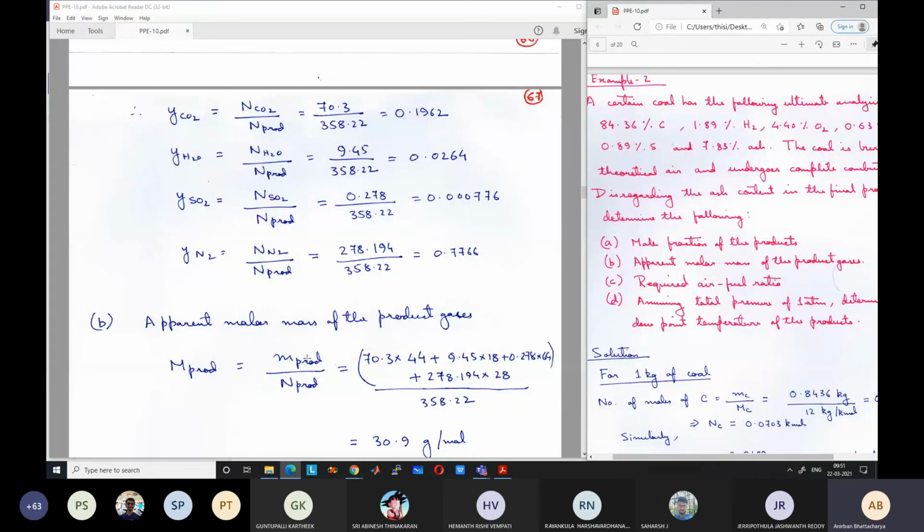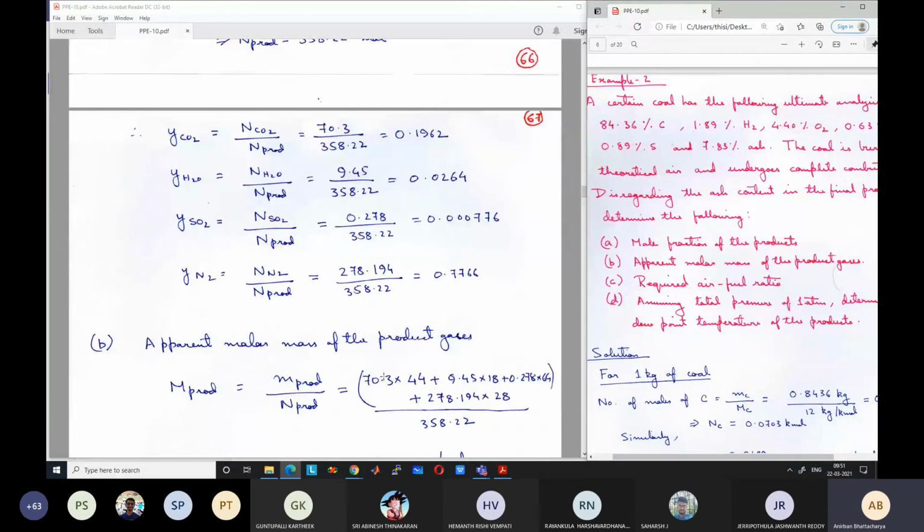The total mass of the products for 1 kg of coal is 70.3 into 44, which is the molar mass of carbon dioxide, plus 9.45 into 18, where 18 is the molar mass of water vapor, plus 0.278 into 64, where 64 is the molar mass of SO2, plus 278.194 into 28, where 28 is the molar mass of nitrogen. Divided by 358.22, the total number of moles of the products for 1 kg of coal.